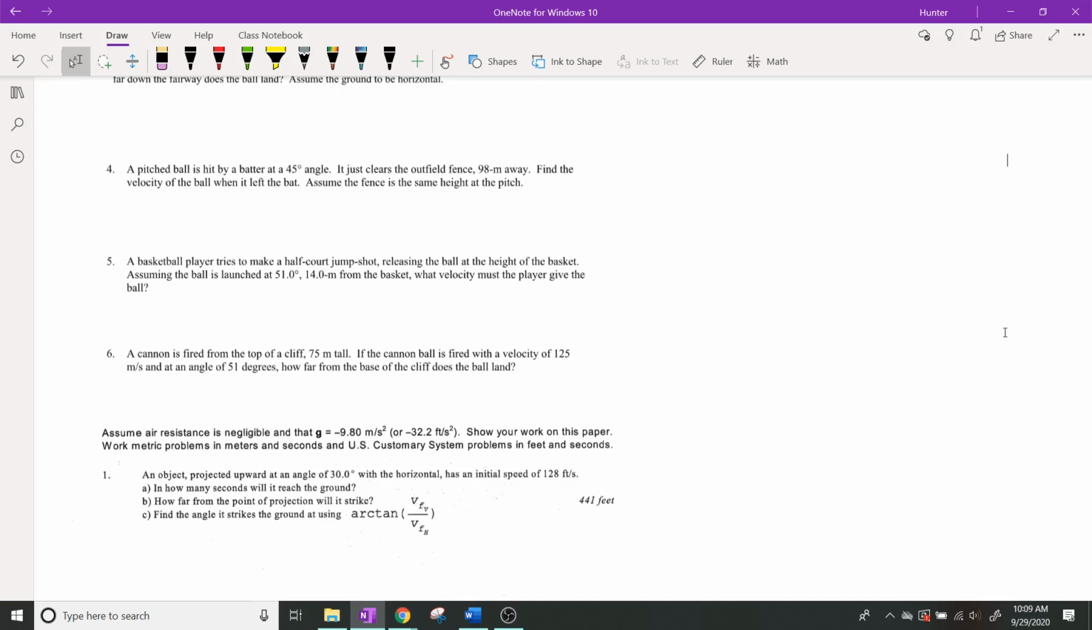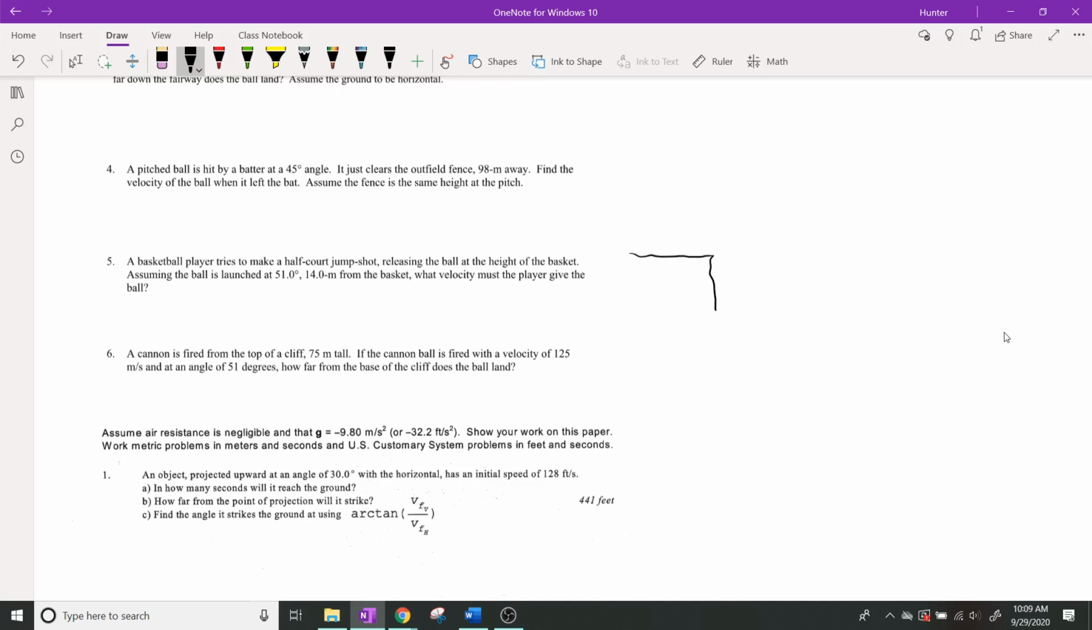How far from the base of the cliff does the ball land? We're going to have to use at least something else first in order to get that. So do you want to do that one, or number 6 breaks your brain? Okay, that means that's probably one that we want to do. So let's see here. The top of a cliff, which is 75 meters tall.